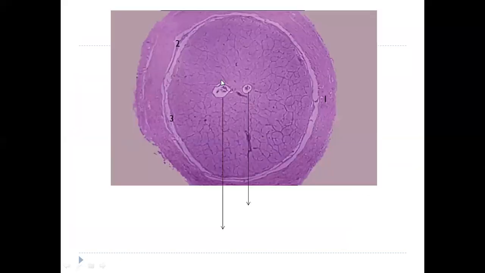Yes, now another special feature of the optic nerve. In the center of the optic nerve, there are two blood vessels. It is the central retinal artery and the central retinal vein. So here we identify this as the vein because it is having a collapsed lumen.